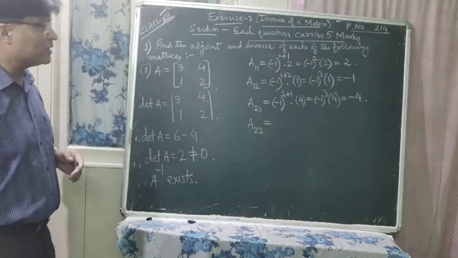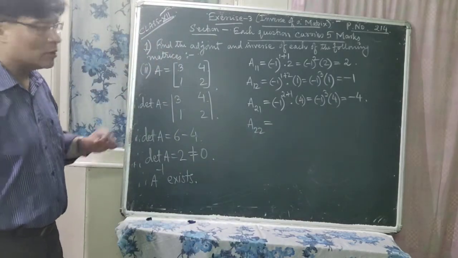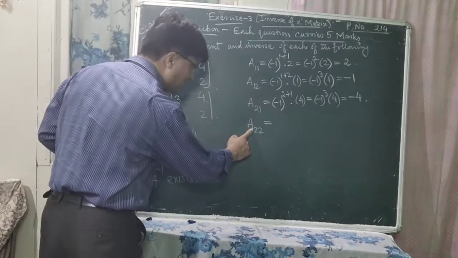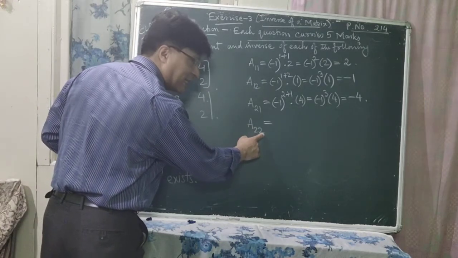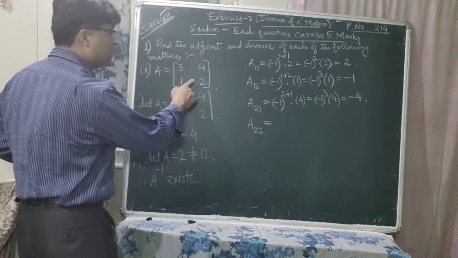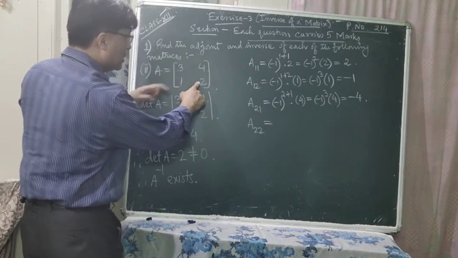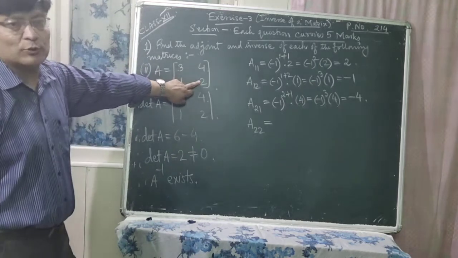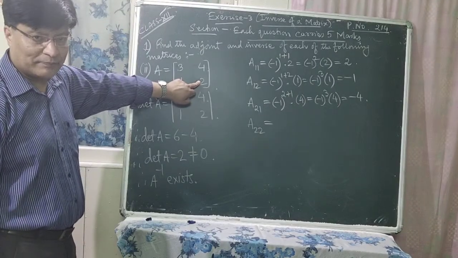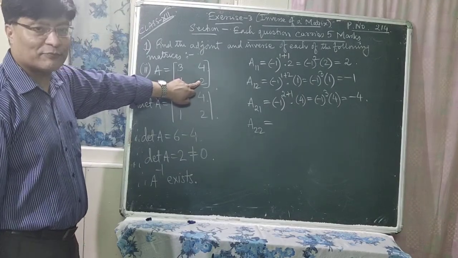So how can you find out a22? What is a22 actually? Cofactor of the element belonging to the second row and second column. Which is the element here that belongs to second row and second column? This 2, isn't it? That means you have to find out the cofactor of 2. Is that clear? So how can you find out the cofactor of 2?